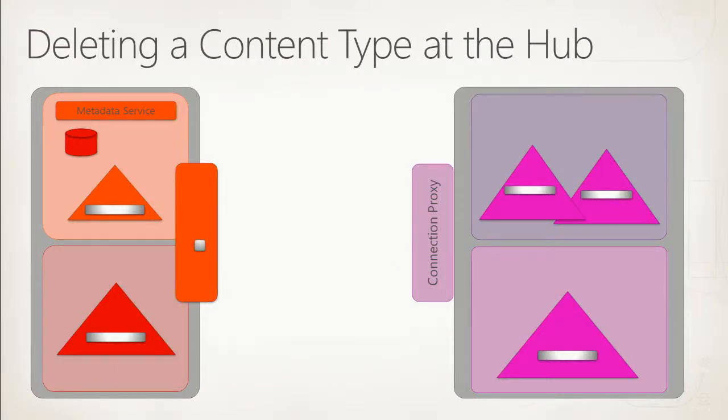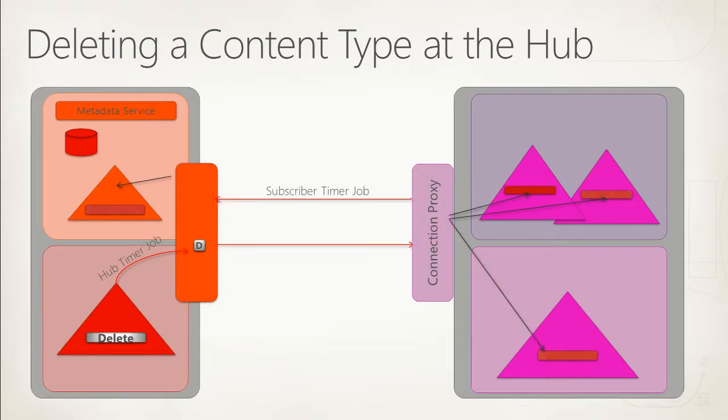So what happens when I want to delete a content type? In this example, I delete the content type from my content type syndication hub. The timer job runs and notifies that there is a delete event that has to happen. SharePoint runs that timer job, goes out to all of the subscribed site collections, and deletes the content type. But what happens now is we don't actually delete the content types from the consumers. We flip that bit, so we delete the association between the content type syndication hub and the consumer site collections, but we don't delete the content type.